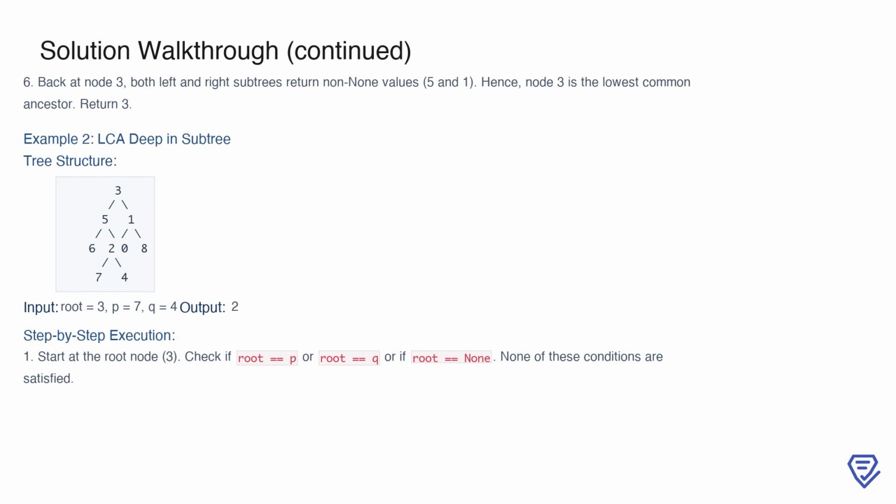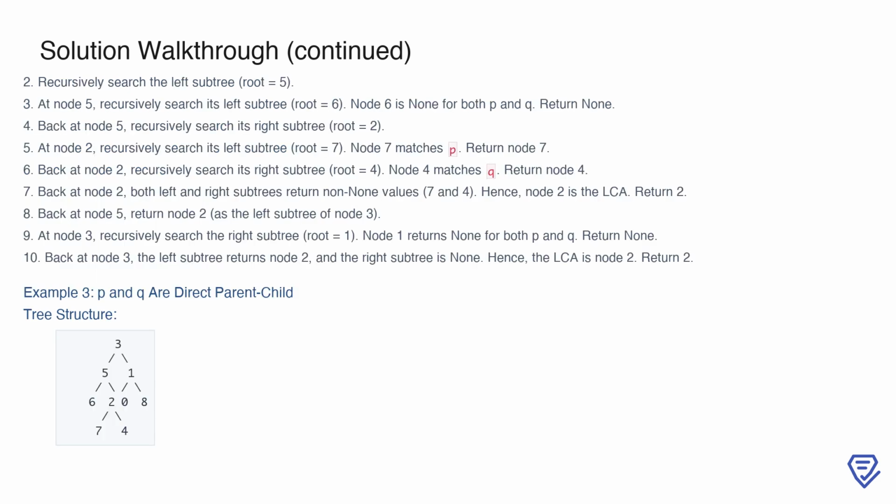In the second example, we're working with the same binary tree, but now the task is to find the lowest common ancestor of nodes 7 and 4. We again start at the root node, 3, and check if it matches either of the target nodes or if it's null. Since none of these conditions are true, we proceed to search the left subtree, where the root is now 5. At node 5, we first explore the left subtree, where the root is 6. Since node 6 is neither 7 nor 4, and has no children, it returns null. Back at node 5, we now search the right subtree, where the root is 2.